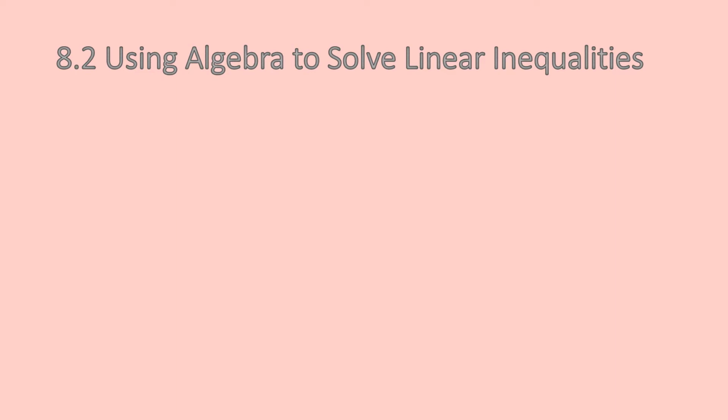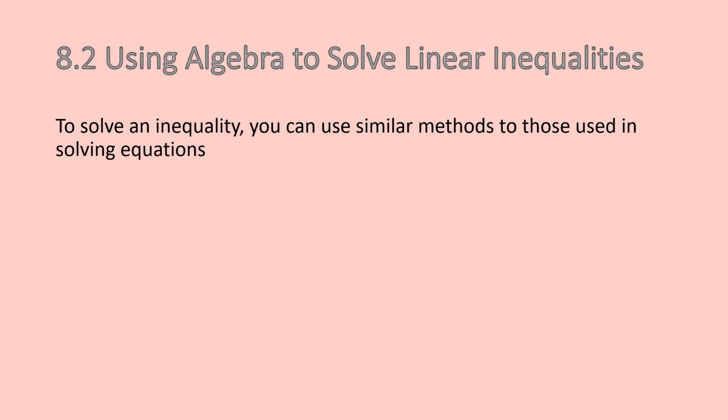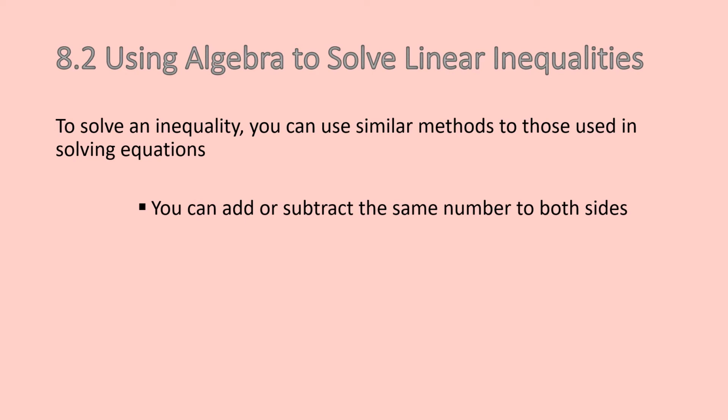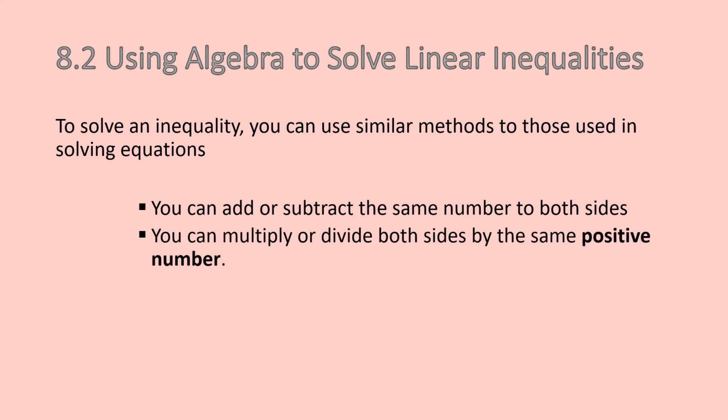To solve an inequality, you can use similar methods to those used for solving equations. You can add or subtract the same number to both sides. You can multiply or divide both sides by the same positive number. You should not, however, multiply or divide both sides by a negative number, as this would cause the direction of the inequality to reverse and may well introduce a mistake.